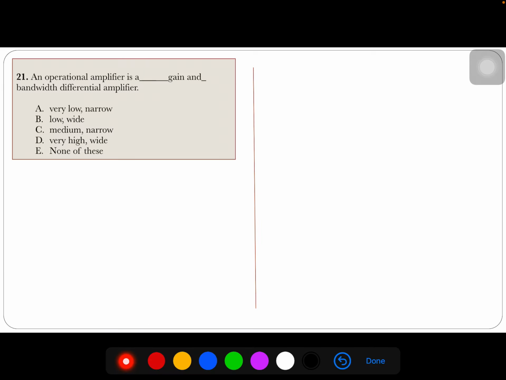Next question. An operational amplifier is a dash gain and dash bandwidth differential amplifier. Everybody knows that op-amp is a very high gain amplifier and the bandwidth is also very high. In terms of bandwidth, it will be either narrow or wide. If it is high, then the word wide will be chosen. And for gain, op-amp is a high gain amplifier. So the correct option is D, very high gain amplifier and wide bandwidth differential amplifier.